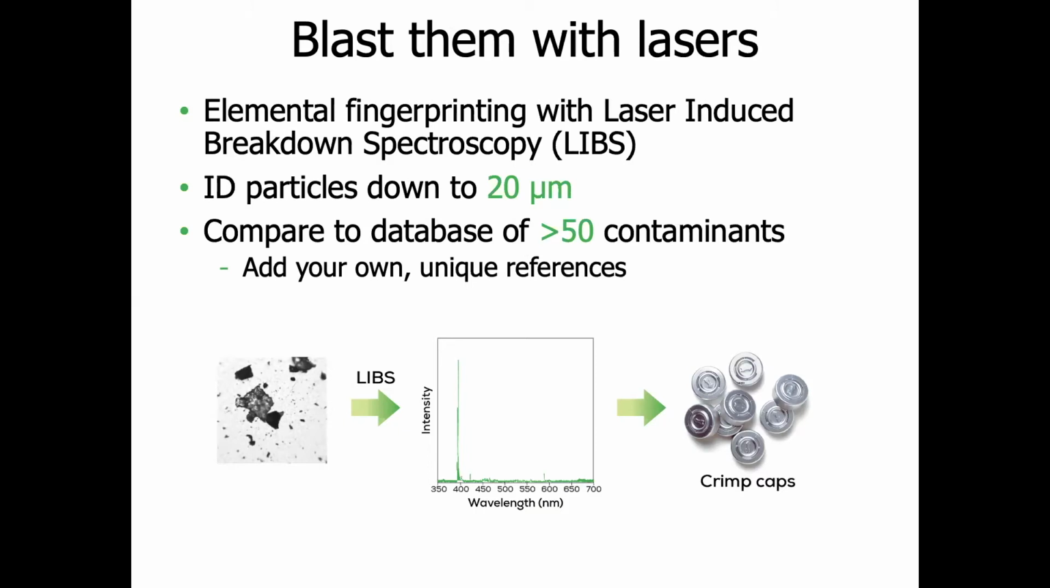Particles down to 20 micrometer can be identified using LIBS. As for Raman, the system compares the acquired spectra to a database and shows matches and match ranks. For LIBS, we have a standard database containing more than 50 contaminants, and in the same way as for Raman, you can add your specific references to a custom library. This slide shows an example where the spectrum of aluminum crimp caps was added to a custom database, which allowed to identify those crimp caps as the source of contamination particles.